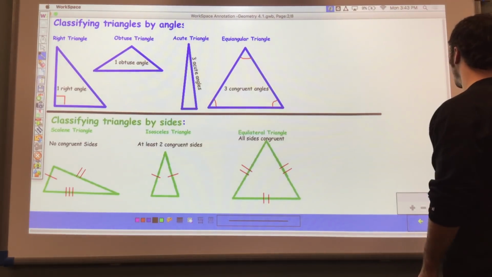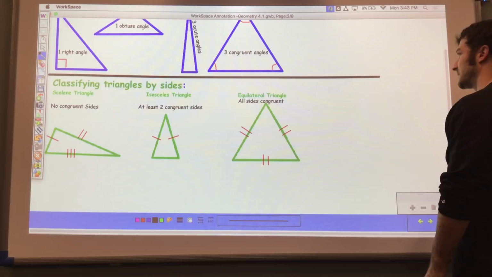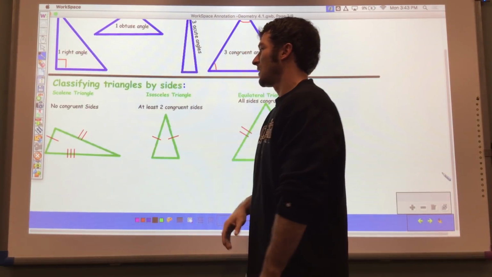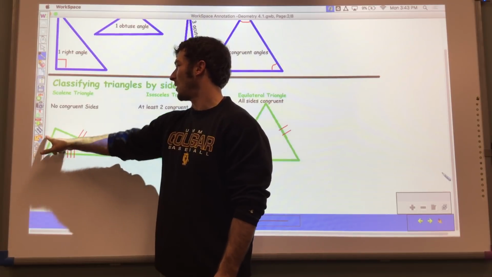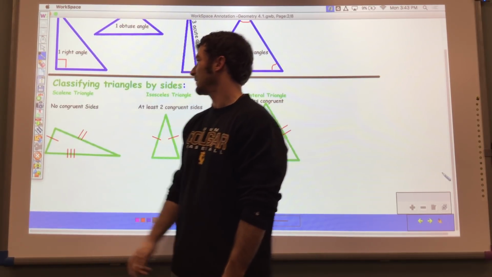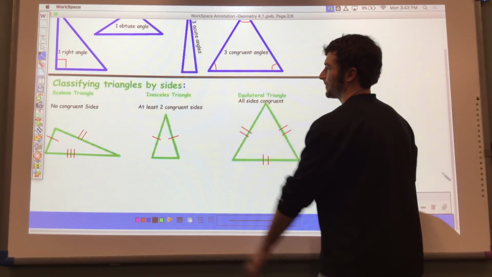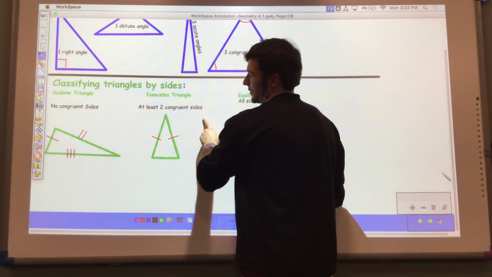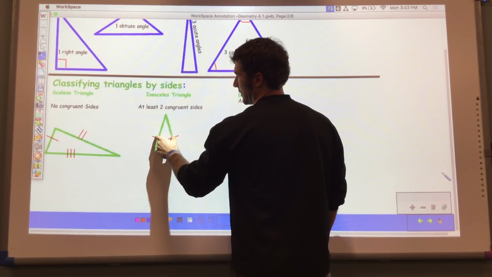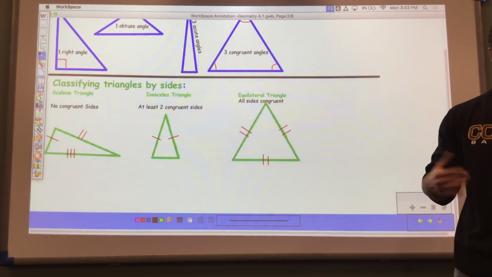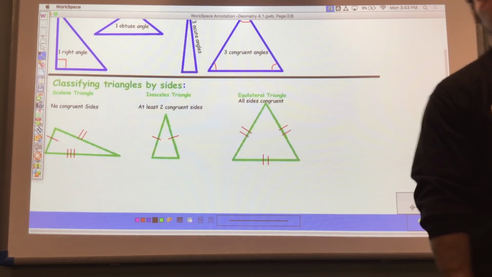You can also classify triangles by their sides. So here, we have scalene that has no congruent sides. Okay, we got 1 dash, 2 dashes, 3 dashes. That indicates that they are all different sides, so no congruent sides. Isosceles is going to have at least 2, so at least 2 sides are going to be congruent. And equilateral, again, a term you should be familiar with, that means all 3 sides are congruent.